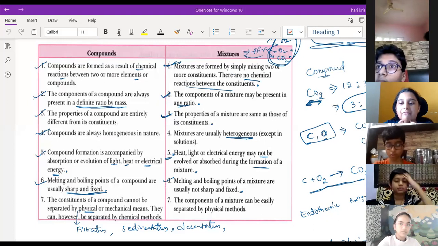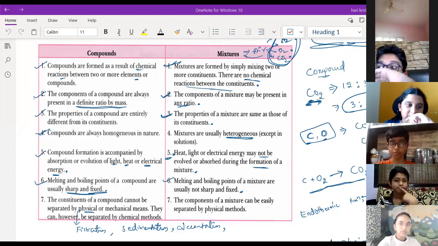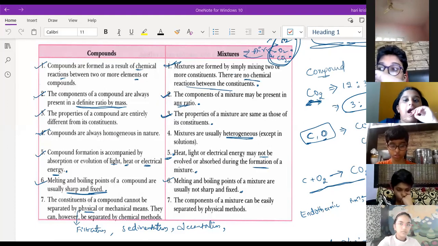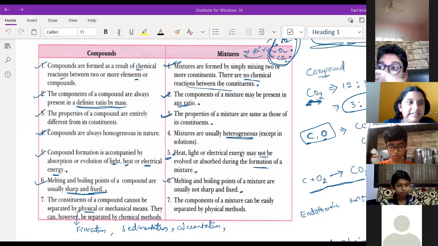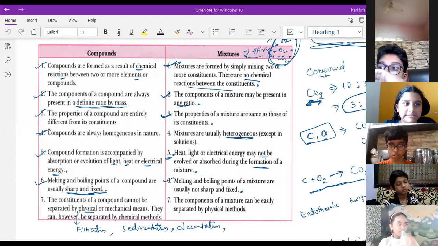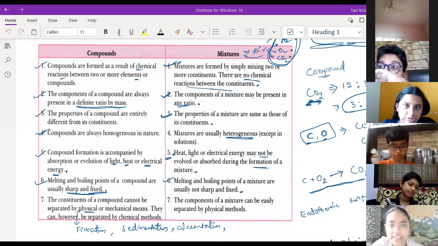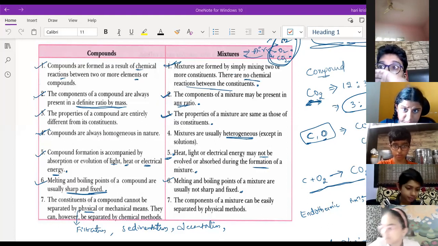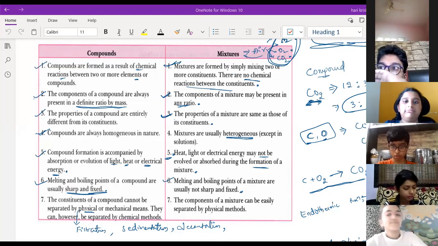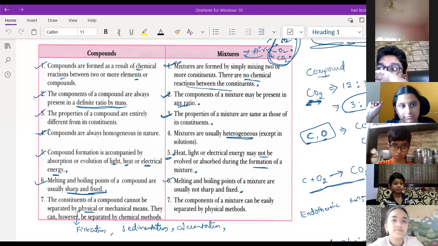So mixture means whatever the components are there, they will be present in any ratio. That is a mixture. Compound means the components will always be in the definite ratio only. There is not any ratio. They are always present in the definite ratio only. That is a compound.